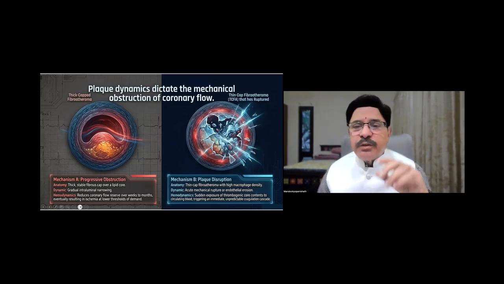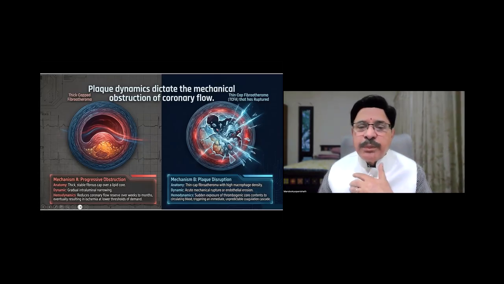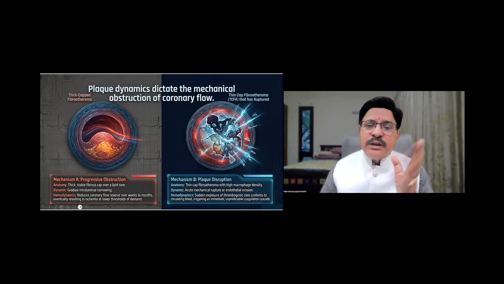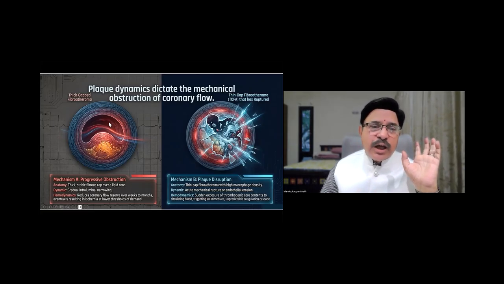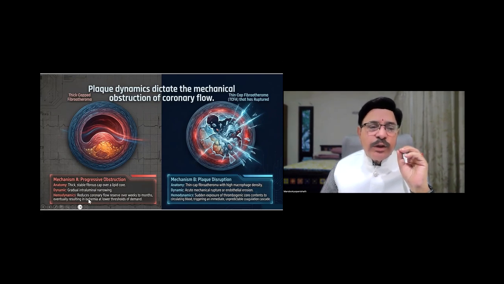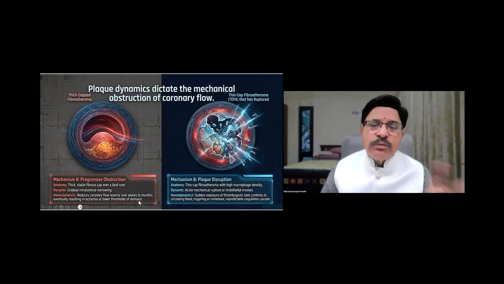Whereas in the other patient, the very thin cap ruptured, it threw open the lipid-rich material to the bloodstream, platelets are activated, white clot is formed, and then there will be havoc there and thrombosis occurs. This is the plaque disruption. Mechanism A: progressive obstruction and narrowing of the lumen, with a very stable fibrous cap, and gradual intraluminal narrowing reduces coronary flow reserve over weeks to months, eventually resulting in ischemia at lower thresholds of demand.